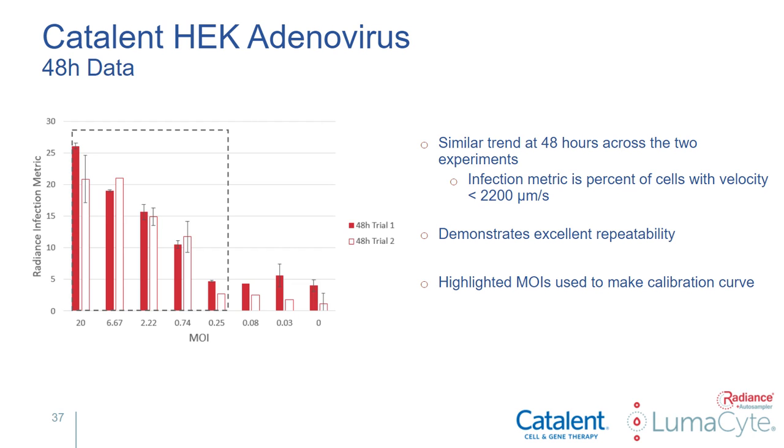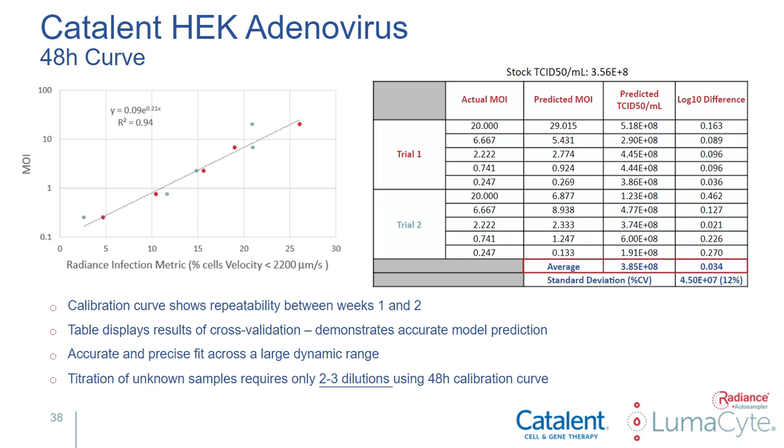And the highlighted MOIs were used to make the calibration curve that you see in this next slide, where the correlation is between the Radiance infection metric, which in this case, again, is the velocity less than 2200 micrometers per second, with the MOI. And the calibration curve shows repeatability between weeks 1 and 2. And similar to the baculovirus case, the table on the right shows the results of the cross-validation, which demonstrates accurate model prediction. And also the model was accurate and precise over a larger dynamic range.